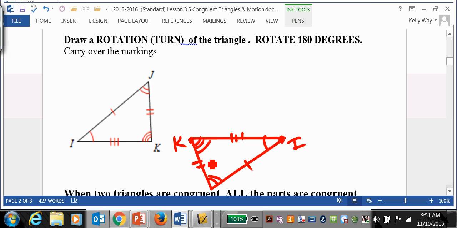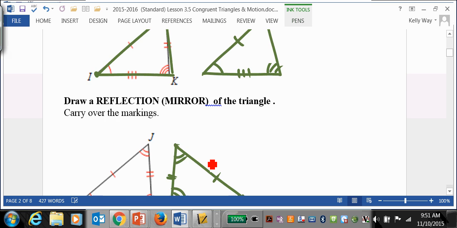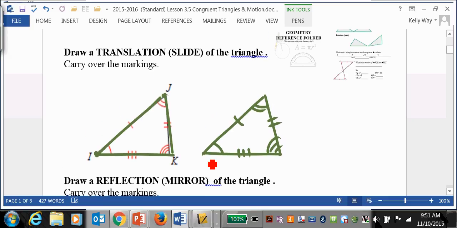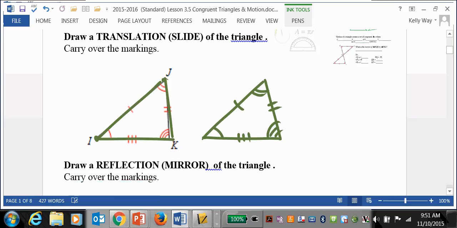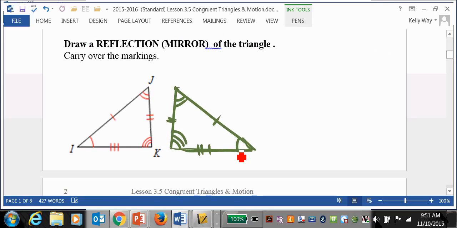Is this about done? I know that rotation's usually the trickiest. Okay. And take a peek there. Translation, that's the easy one, okay? So you just slide it over the exact same thing. Reflection, it should look like a mirrored image right down the middle there.